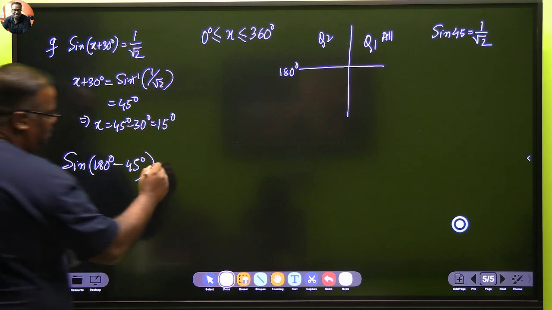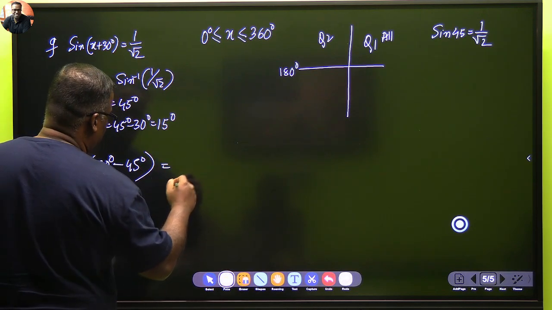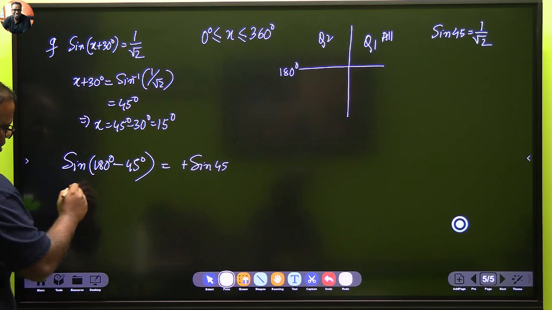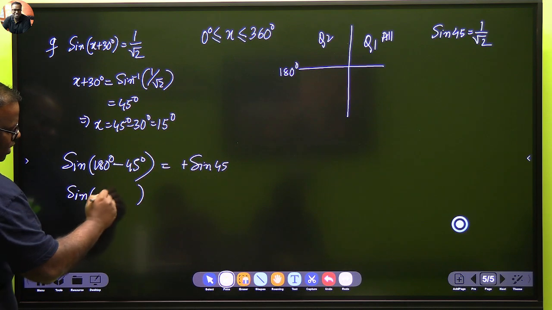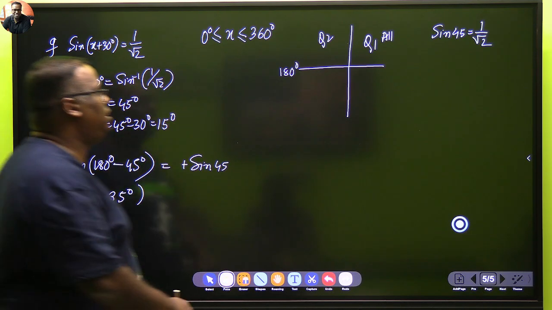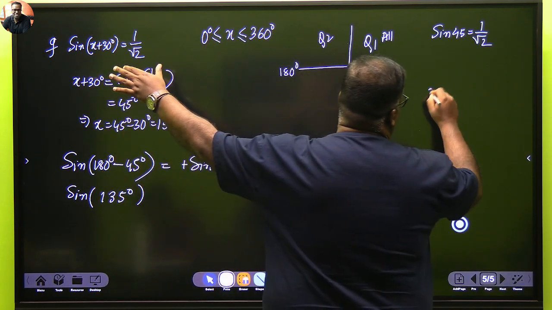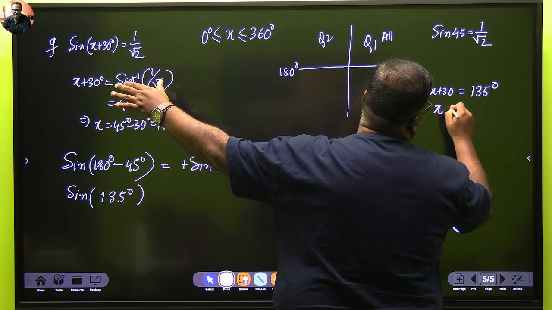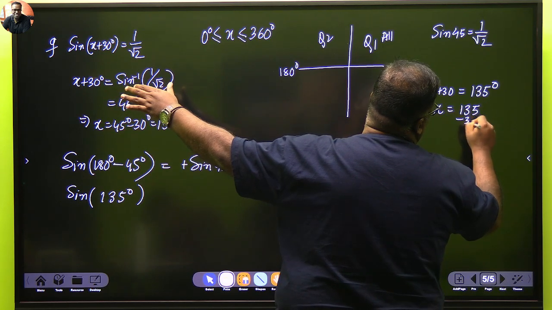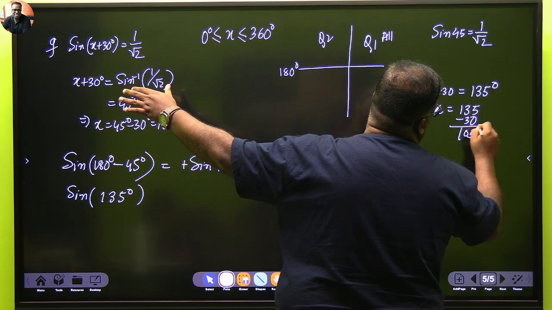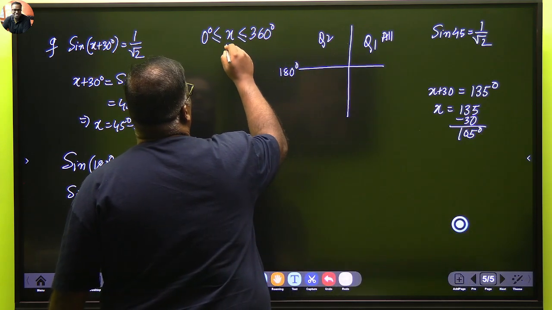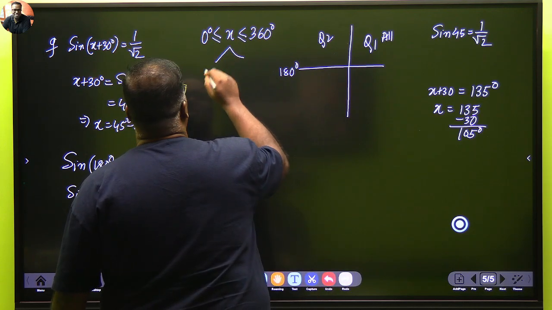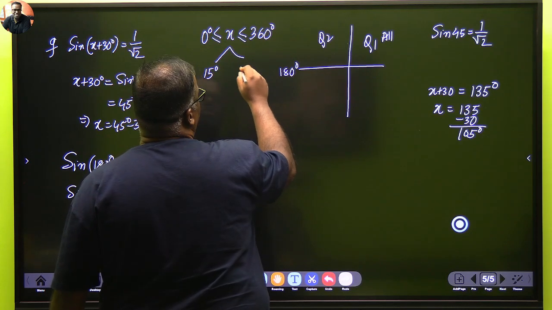So how much do you get? On 180 function does not transform, so it becomes sine 45 and remains as positive. So if we solve this, Shrenika, how much is this sine of 135 degrees? That means this time you solved x plus 30 equal to 135 degrees. So your x should be equal to 135 minus 30, which is kitna? 105. So the value of x, one value is how much? 15, and one value is 105.